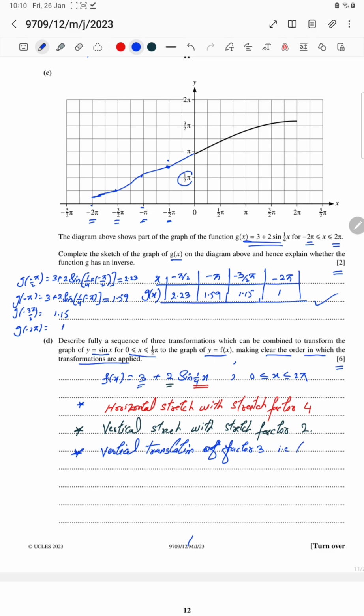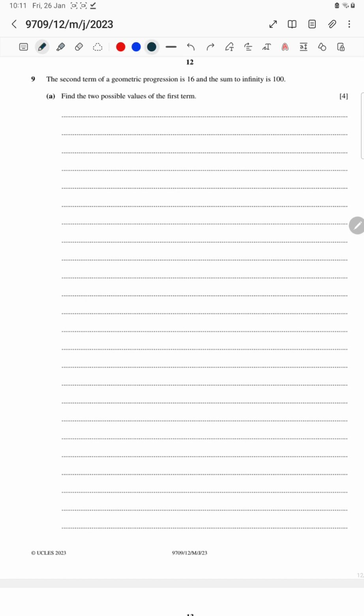That means we can write 0 and 3. So this is 6 marks with these 3 lines. I hope it is easy and you got it. Guys, this question is taken from the case APGP.